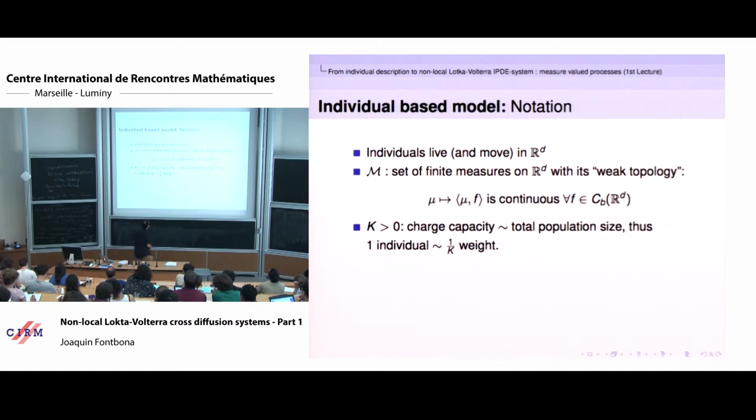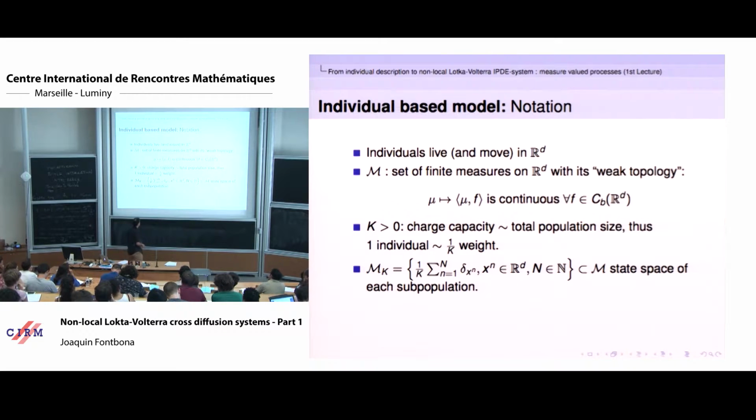Okay, so let's introduce notions relevant to the model. We will need a parameter called the carrying capacity, which was already mentioned several times, which tells me in some sense how big a population this environment is able to support. Let's say it is of the order of the population size. And then one single individual will have a weight in the total population of the order of 1/K.